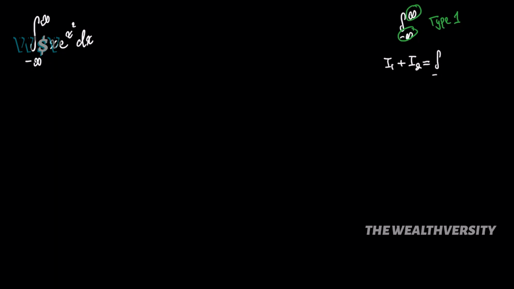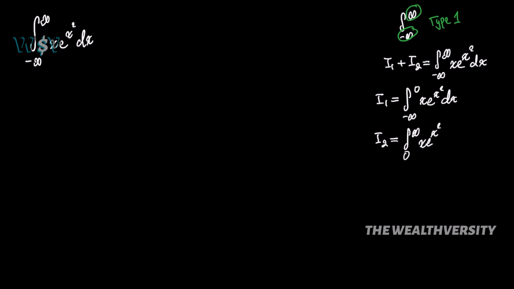Let's look at another example. Let's say we have the integral of x times e to the x squared from negative infinity to infinity. We know that this is a type 1 improper integral. Now to solve this integral, we must divide this integral into two parts because both ends of the interval are infinite values. So we will have integral 1, which is equal to the same integral, but for the interval negative infinity to 0, and integral 2, which is also the same integral, but with the interval 0 to infinity.